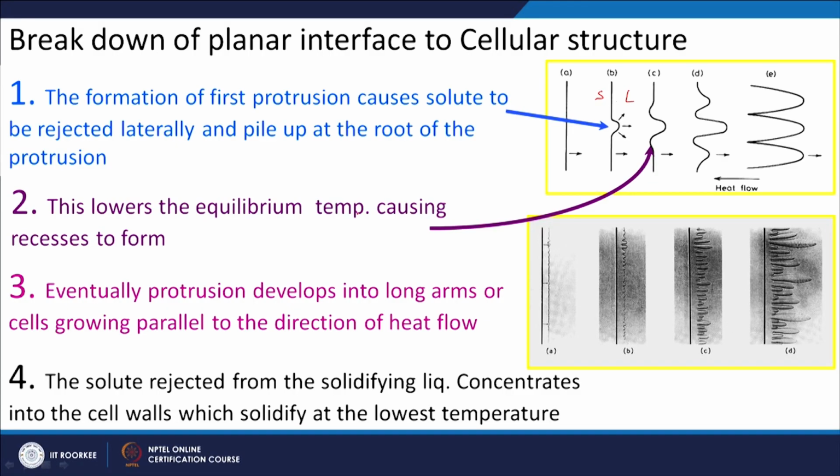The first step is the formation of the first protrusion, which causes solute to be rejected laterally and pile up at the root of the protrusion. This lowers the equilibrium temperature, causing a recess to form. Eventually, the protrusion develops into long arms or cells growing parallel to the direction of heat flow. The solute rejected from the solidifying liquid concentrates in the cell wall, which solidifies at the lowest temperature.